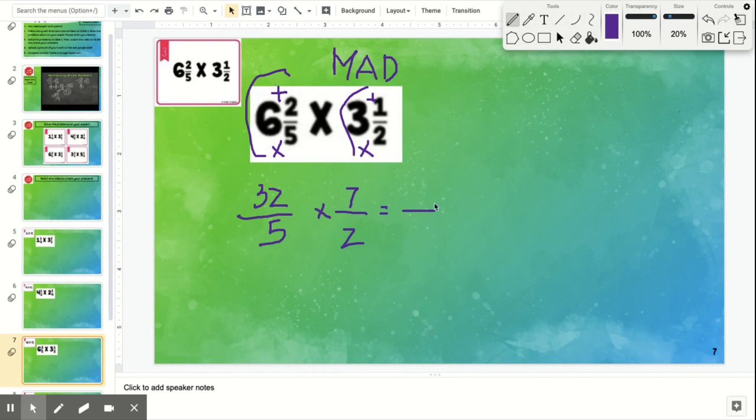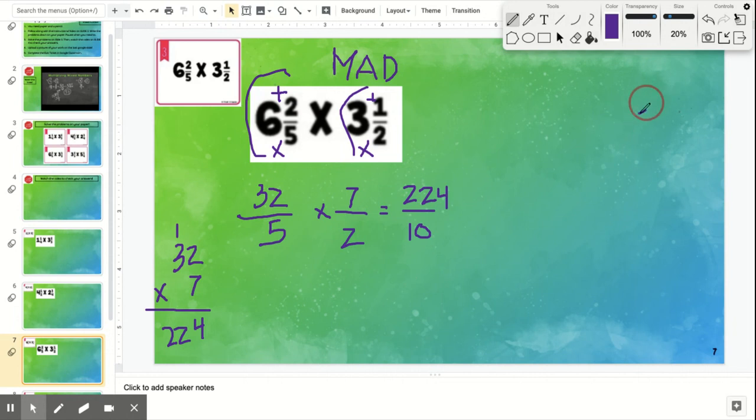Top times top. Okay, so 32 times 7, that is not math I expect you to be able to do in your head. So you should have gone off to the side on your paper and done that multiplication. So 2 times 7 is 14. Carry the 1. 7 times 3 is 21, plus 2 is 23. So we have 224 as our numerator. And then bottom times bottom, 5 times 2 is 10.